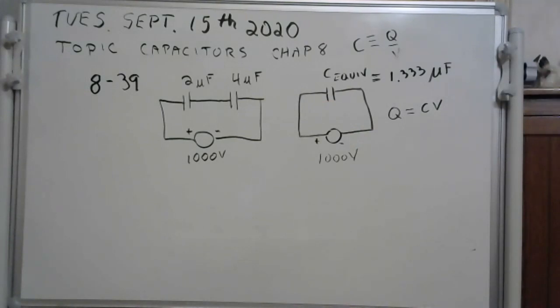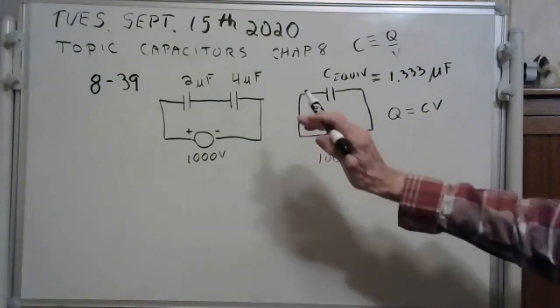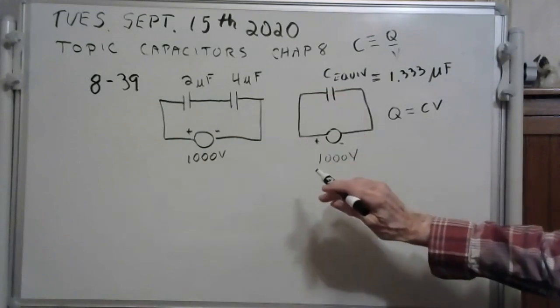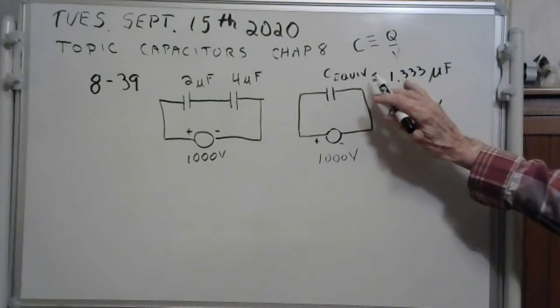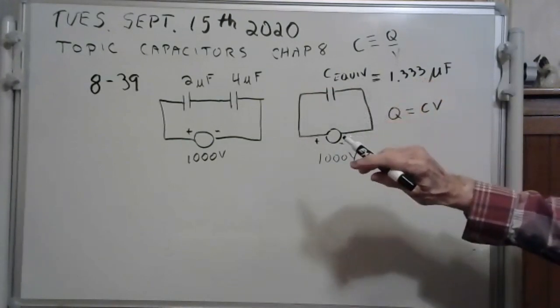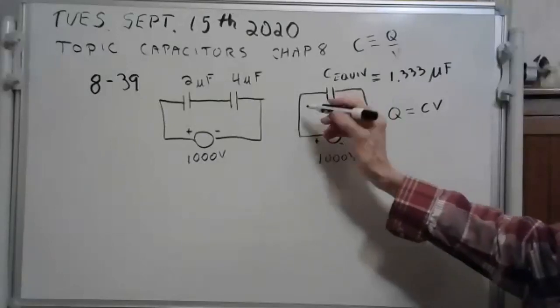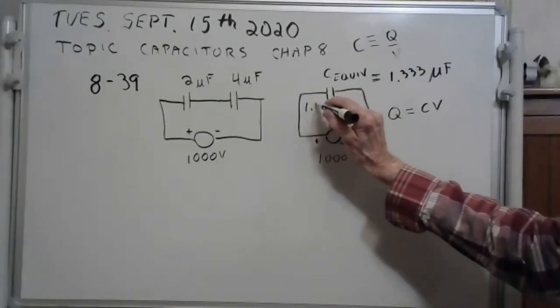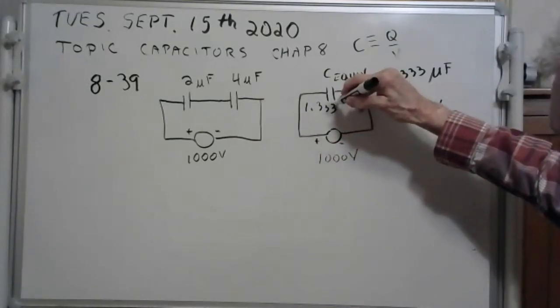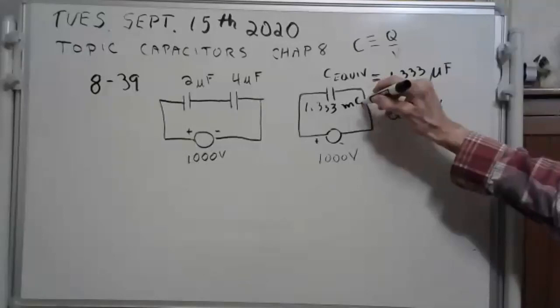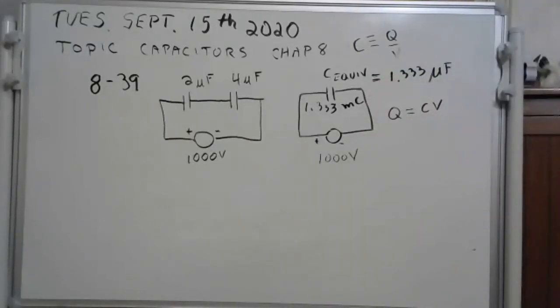Well, I can do it in my head. It's 1,000 times that, which makes 1,333 micros. Could you call that 1.333 millicoulombs? How about that? I need an uh-huh. Did I do that right?